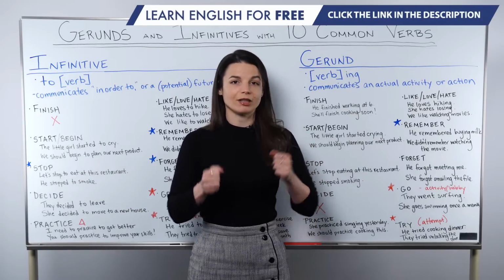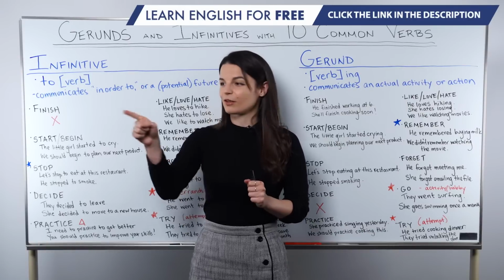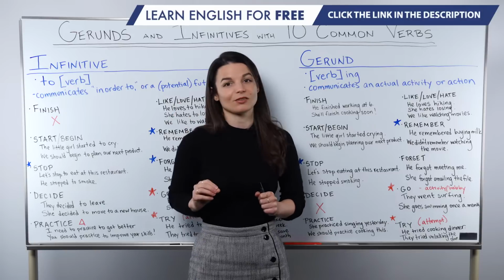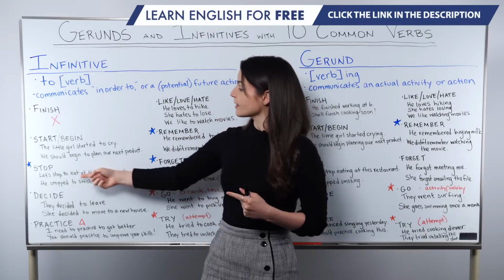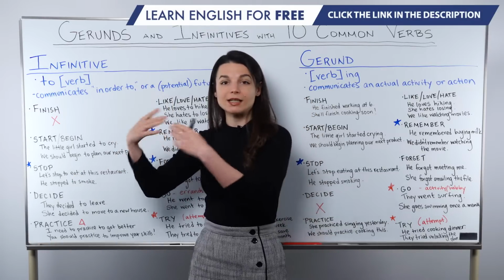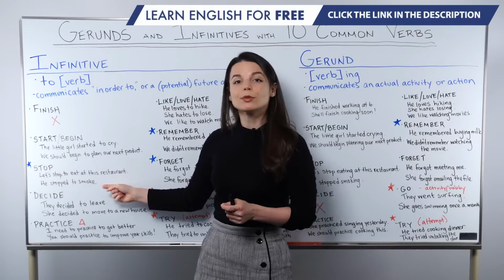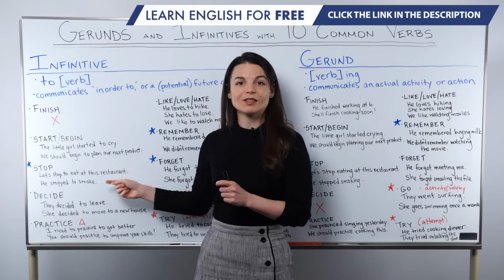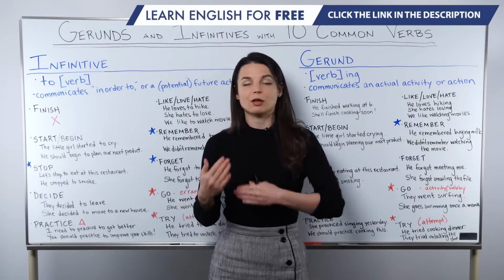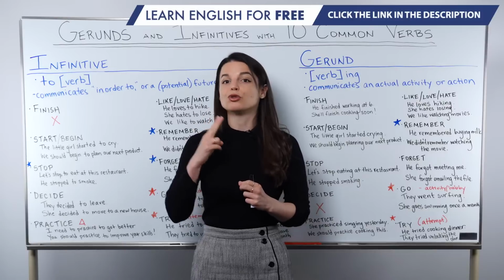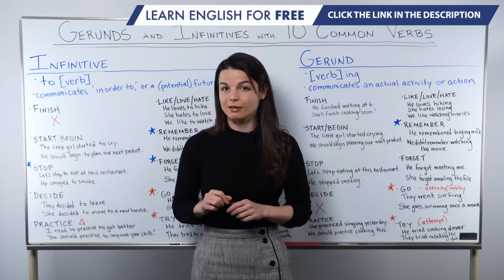Imagine you're driving in a car, perhaps, and you see a restaurant that looks good for lunch. Let's stop to eat at this restaurant. So in other words, let's stop in order to eat at this restaurant. And our second example, he stopped to smoke. For example, he was walking down the street. He stopped walking in order to smoke. That's what this sentence communicates.